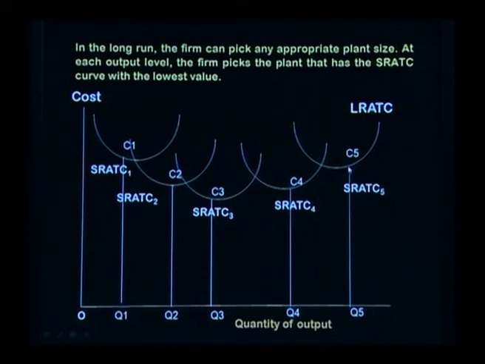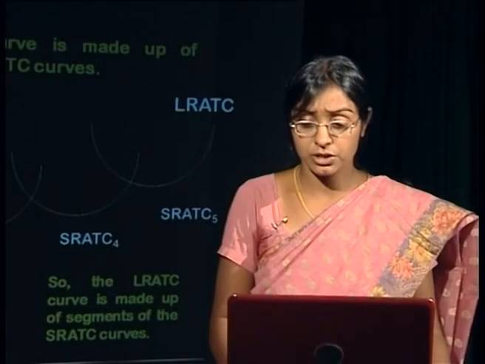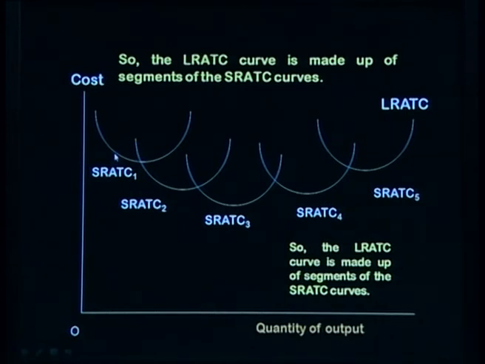Further, with longevity in the time period of the organization, the firm has a higher output level from Q1 to Q5 with minimum average total cost at C5 Q5, and the average total cost curve at this point is short run average total cost 5. So, the long run average total cost curve is made up of segments of short run average total cost curves. This is short run average total cost first, this is short run average total cost curve second, this is short run average total cost third for the third time period, this is short run average total cost curve for the fourth output level, and this is the short run average total cost curve for the fifth output level.